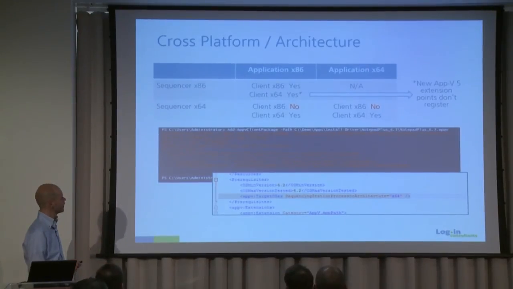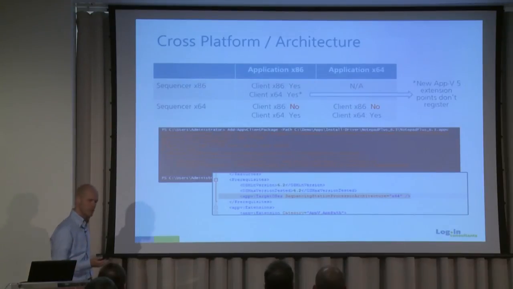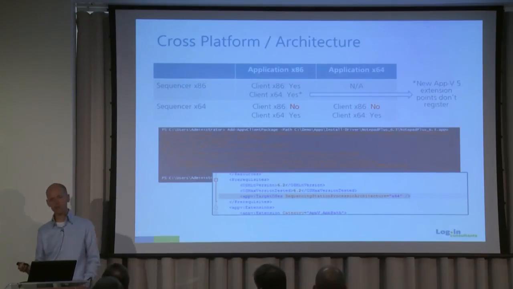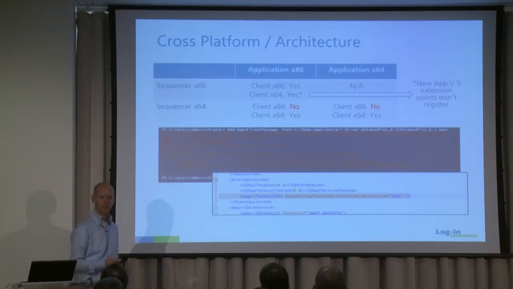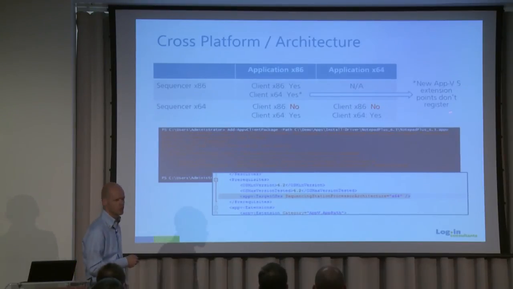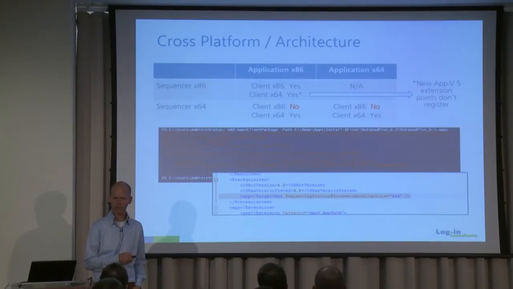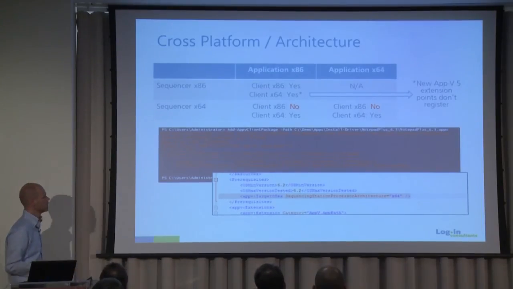The challenge with AppV5 is that the 32-bit sequencer is able to sequence 32-bit applications, right? And it's able to deploy it to a 32-bit client, but it's also able to deploy it to a 64-bit client. Now, for some reason, we saw that the new AppV extension points are not registered on a 64-bit client if you sequence them on a 32-bit machine. I think that's a bug, because there's no reason why it shouldn't be able to do that.